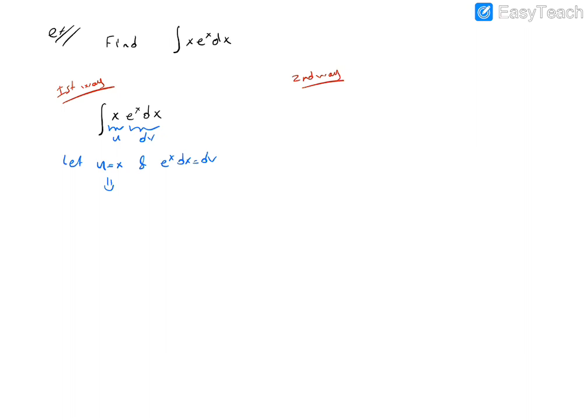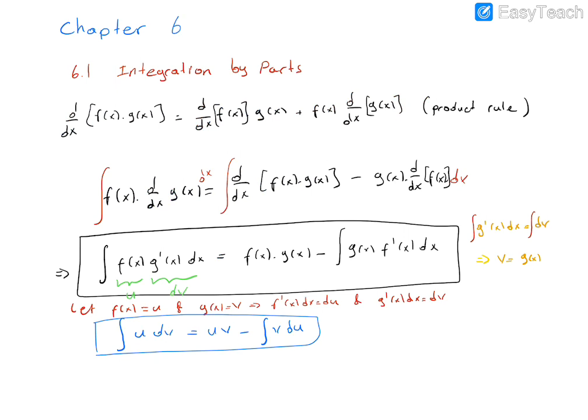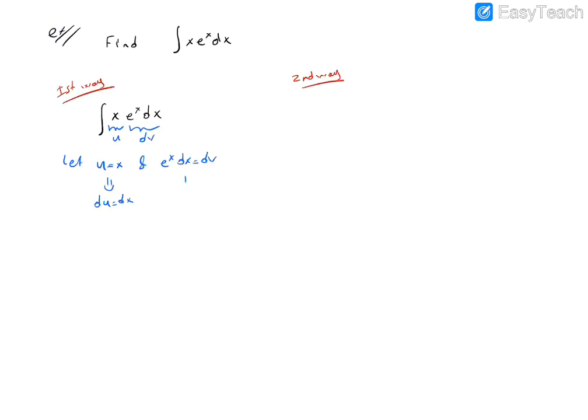So u equals x implies du equals dx. Actually, we need the du from here, because of this reason I calculated it. In the future, I can write directly v equals the integral of e to power x dx, which is e to power x. So v equals e to power x. Our integral equals u times v, x times e to power x, minus integral v times du, e to power x times dx, where du equals dx.